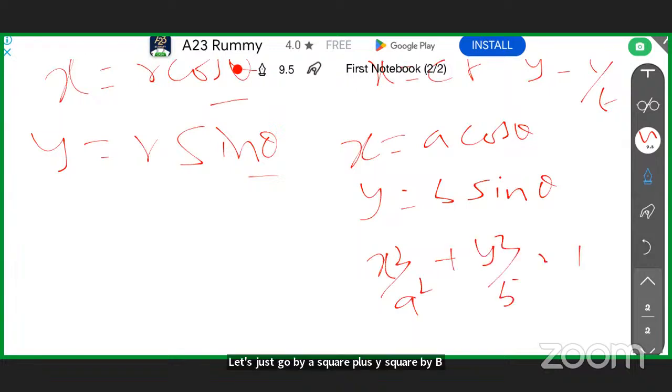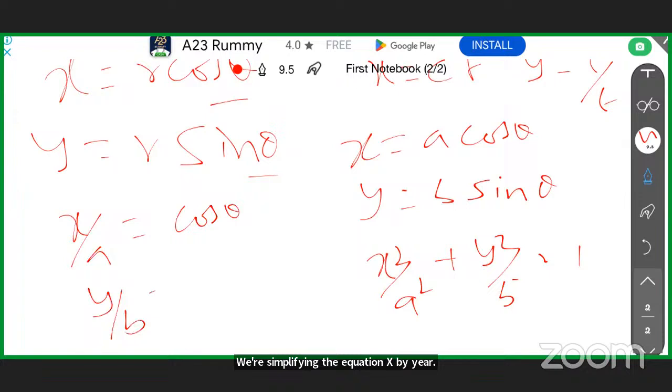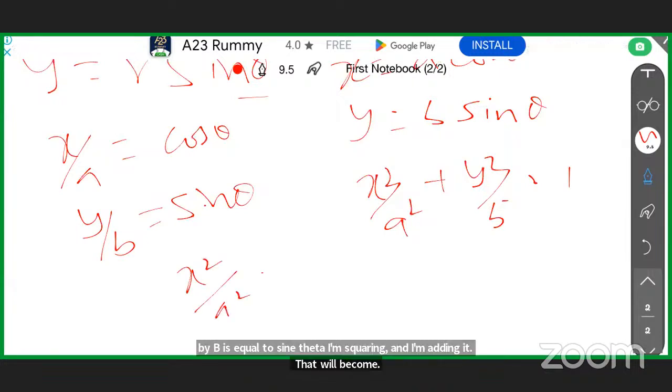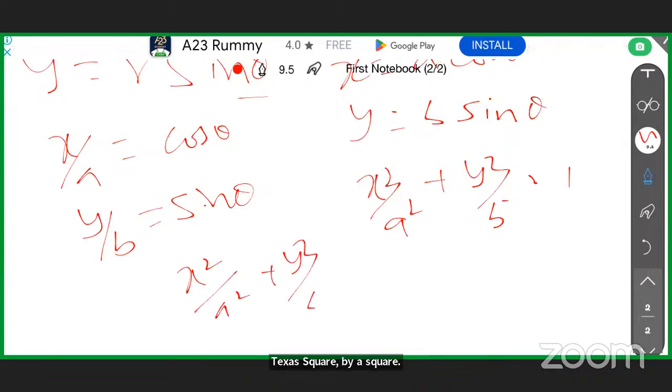That means what we are doing, we are simplifying the equation: x by a is equal to cos theta, y by b is equal to sin theta. I am squaring and adding it. That will become x square by a square plus y square by b square. If I square and add here, cos square theta plus sin square theta is equal to 1.